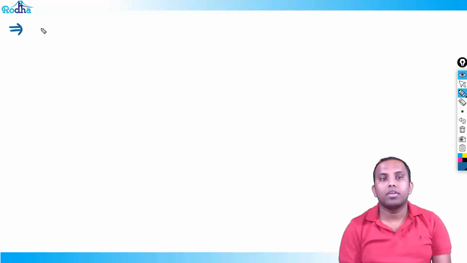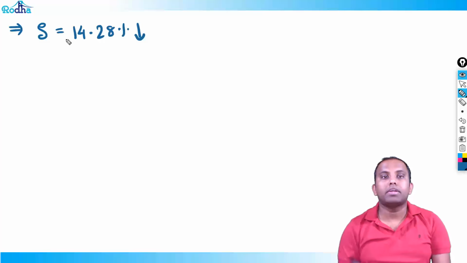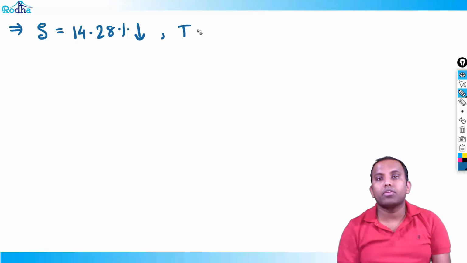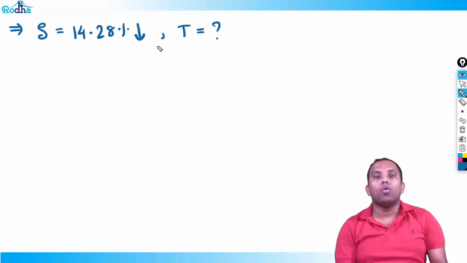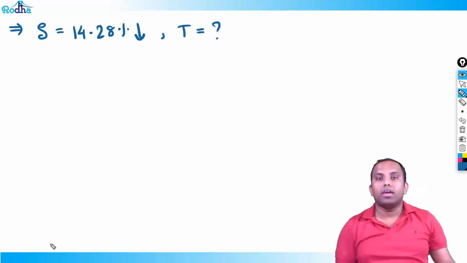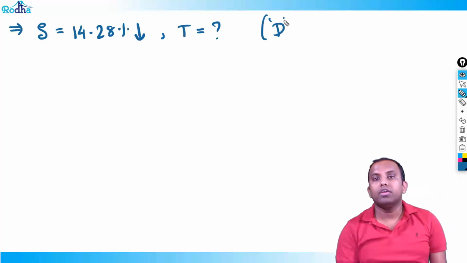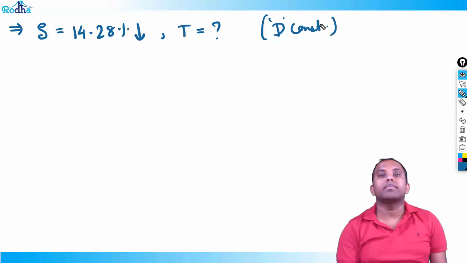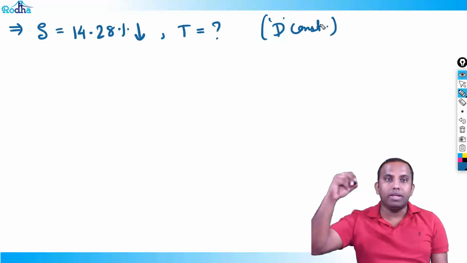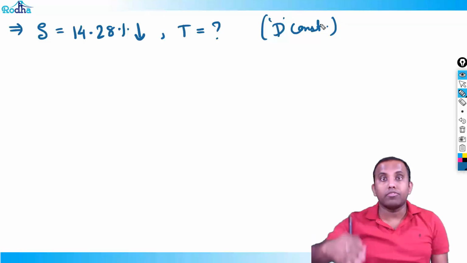if speed is decreased by 14.28%, how much will time increase? What is the effect on time? Okay, obviously if speed is decreasing, we are always assuming distance constant here. So obviously when speed is decreasing, time will increase, right? Obviously. So if speed is decreasing by 14.28%, what is the effect on time?